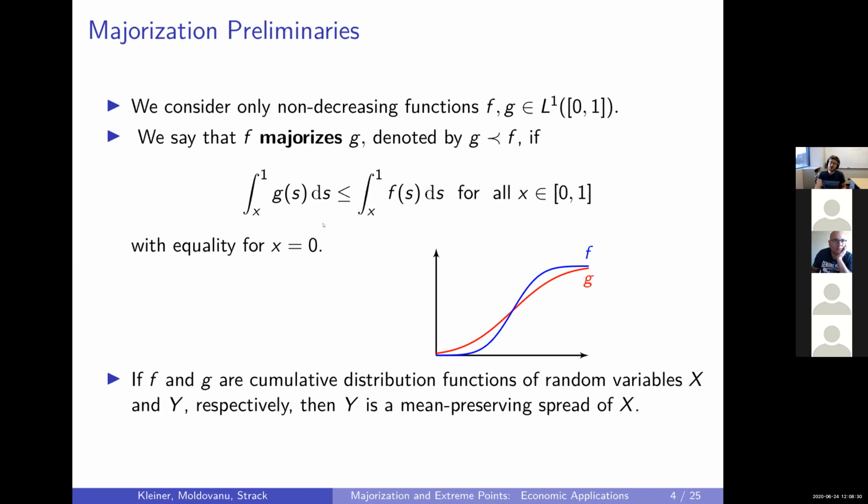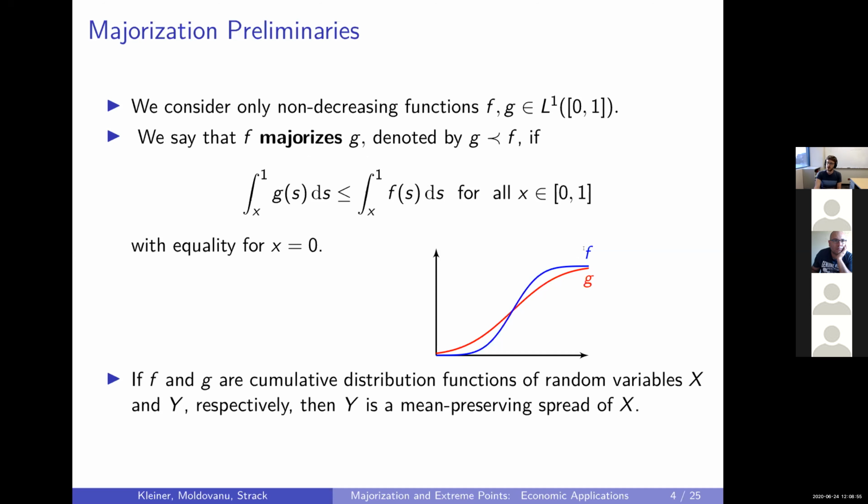So majorization here is defined for non-decreasing functions. It sometimes is extended to a relation between arbitrary, non-monotonic functions. Then you require these inequalities for the non-decreasing rearrangements. So first you rearrange the function to make it non-decreasing, and then you check whether these integrals satisfy the inequalities.